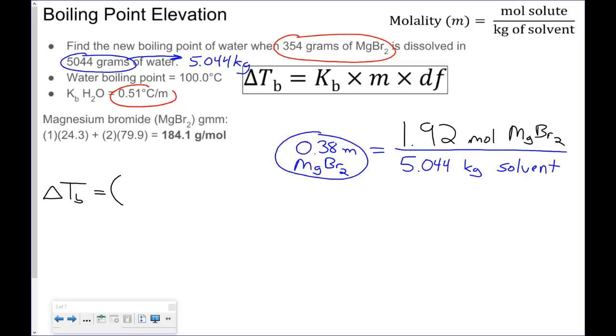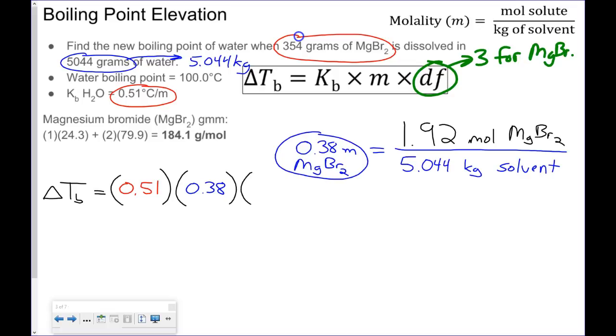Now, same as before, in this case, I'm not going to use the K sub F, I'm going to use the K sub B. Slightly different number, the exact same idea though. So 0.51 degrees Celsius per molal times my molality, which is 0.38. My dissociation factor is going to be 3 for magnesium bromide, because remember, I'm going to get 1 cation of magnesium plus 2 anions of bromide. So I'm going to get 3 of them in solution.